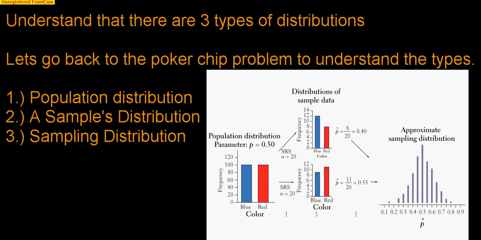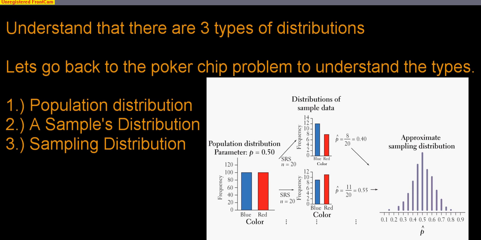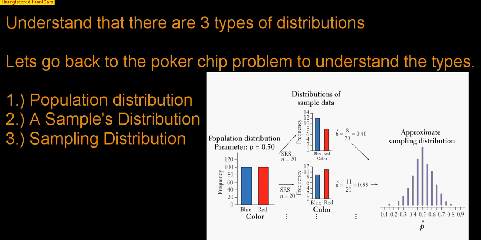All right, now, the other important topic of this video is that you need to understand that there are three types of distributions. Now, we're going to go back to our poker chip problem to really understand the different types. The three different types of distributions are: 1, a population distribution. That's what the entire population looks like. 2, a single sample's distribution. That's what one sample looks like. And 3, a sampling distribution, which we're trying to focus on. So I need you to understand that these are all very different things, and that's why this last one is really important for the future of this class.